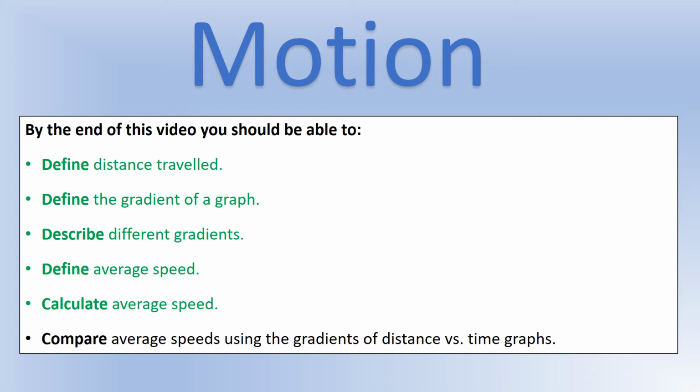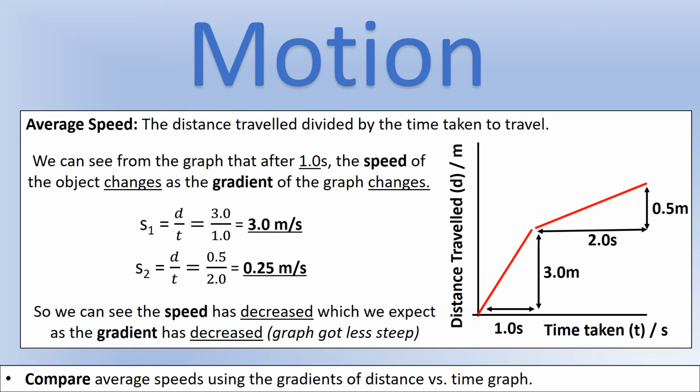Let's now use the gradients to compare the average speed. I've put the values back in that we've calculated. You can see that in the first section, it has a higher average speed than in the second section of the graph. And we can tell that from the gradient, because in the first section, the gradient is steeper than the second section. So what that means is the speed is higher in the first section than in the second section of the graph. So that's how we can use the gradient to describe what's happening to average speed. We can look at how steep the line is.